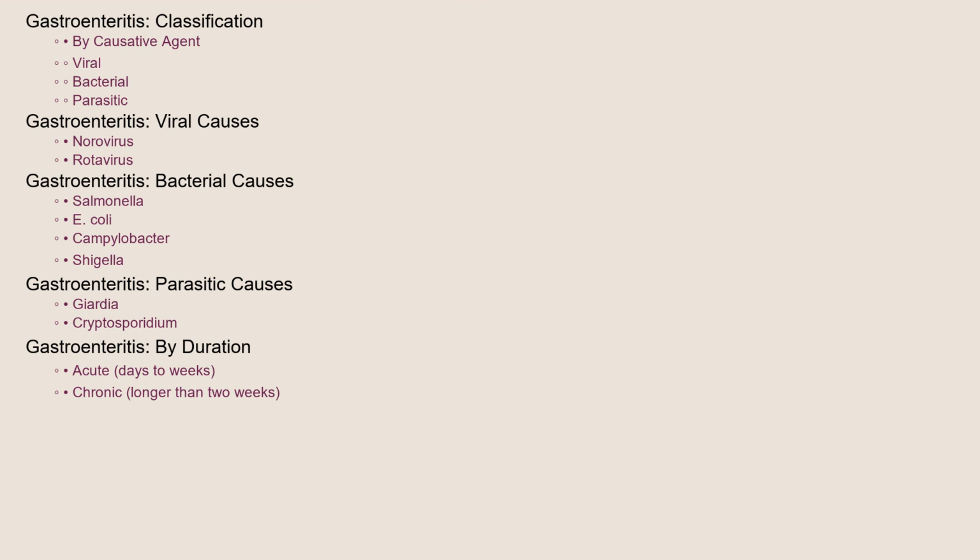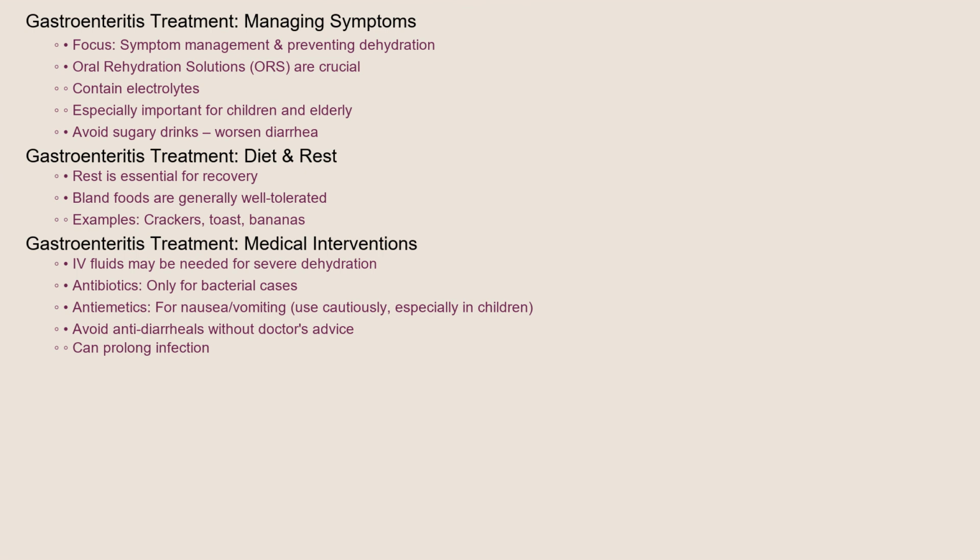While gastroenteritis is often a general term, it can be broadly categorized based on the causative agent. Viral gastroenteritis includes infections like norovirus and rotavirus. Bacterial gastroenteritis includes infections like Salmonella, E. coli, Campylobacter, and Shigella, and parasitic gastroenteritis includes Giardia and Cryptosporidium. Additionally, gastroenteritis can be classified as acute, lasting a few days to weeks, or chronic, where symptoms last longer than 2 weeks.